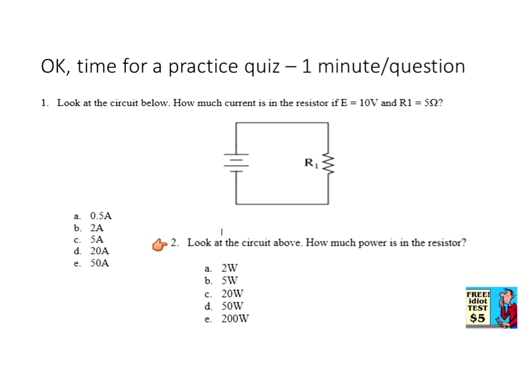Look at the circuit above again. How much power is in the resistor? Well, we said we had 2 amps and 10 volts. How much power would be in there? 2 times 10, 20 watts. There you go.